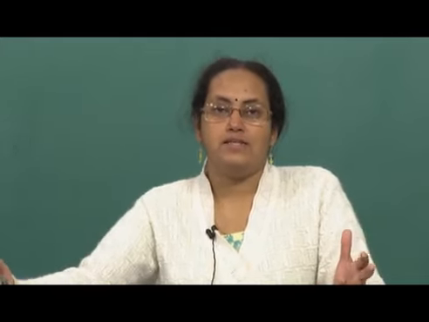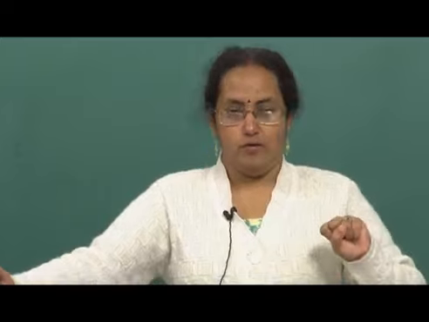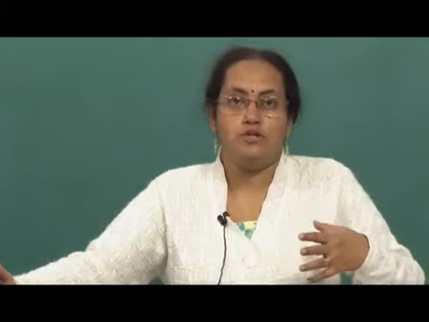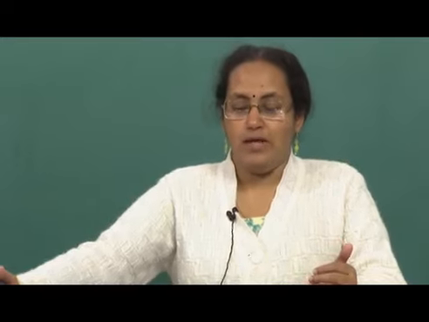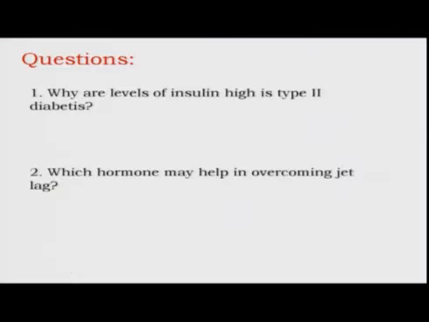However, the body is sensing that the blood glucose levels are still high because the cells are not responding to this insulin to take up the blood glucose. So, the reaction of the body is to then produce more insulin because it thinks that that will help the uptake of the blood glucose by the cells. So, this is a normal reaction of the body, and hence you get high levels of insulin in type 2 diabetes. Now, the second question is, which hormone may help in overcoming jet lag?